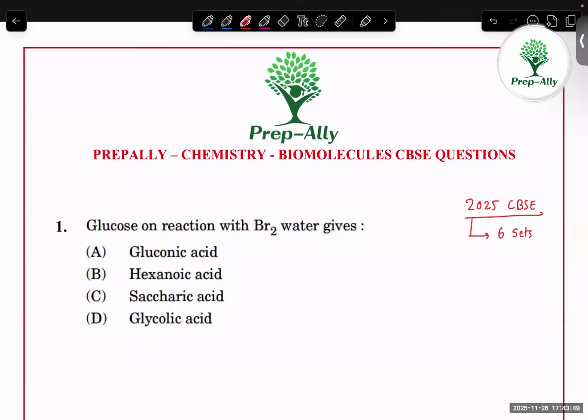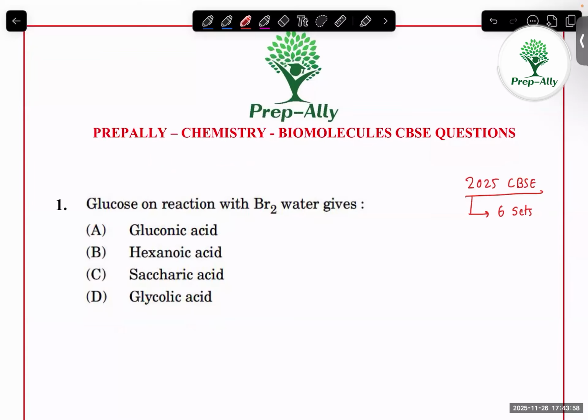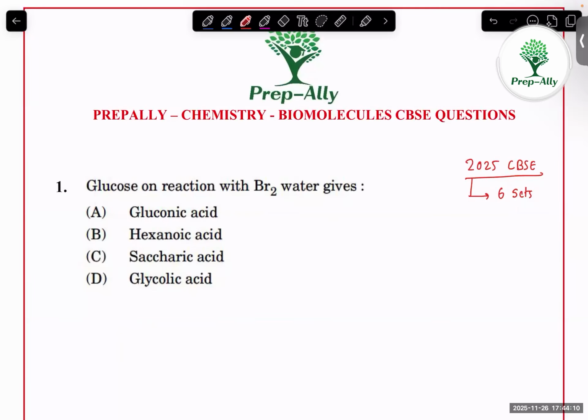So among that, one of the high priority chapters is biomolecules. At least in every test, you will be getting at least, I can say, 8 to 10 marks of questions, or at least 9 marks or 7 marks of questions are coming from this chapter. So if you know the basics of this chapter, it will be very beneficial for you to score good marks. So let's start this particular discussion.